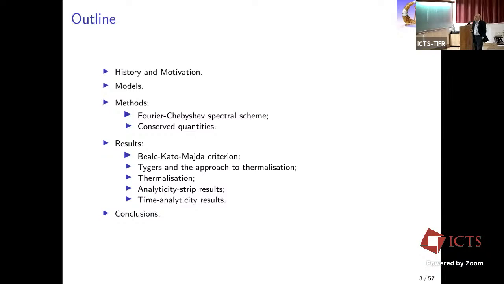Here's an outline of my talk. I will begin with some history and motivation. Then I will tell you a little bit about models, the methods we use to study them, and then various results having to do with this criterion for detecting singularities, and some objects called Tygers, which were named Tygers by Uriel, Shomridhi, Takeshi, and Sergei Nazarenko, and thermalization, and another way of analyzing singularities called the Analyticity-strip method, and also some recent results on time analyticity, and then conclusions.